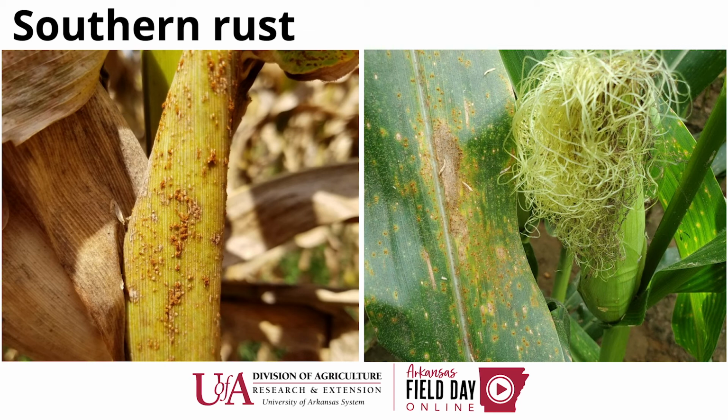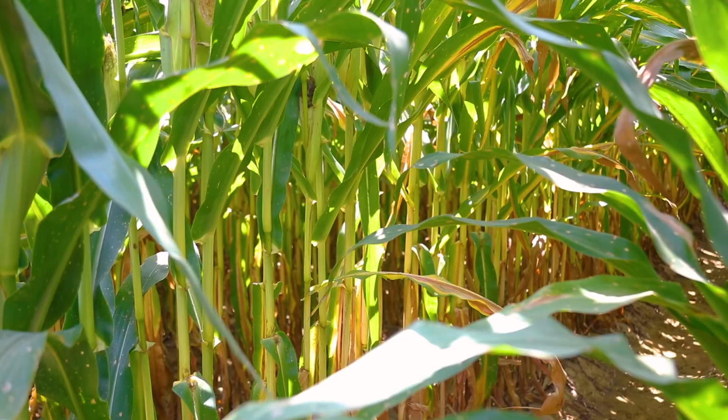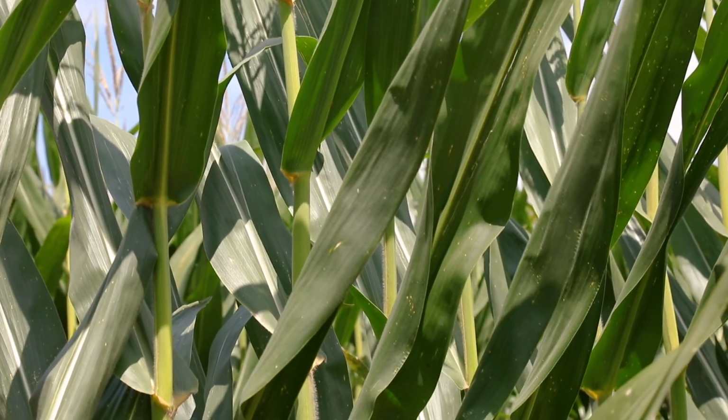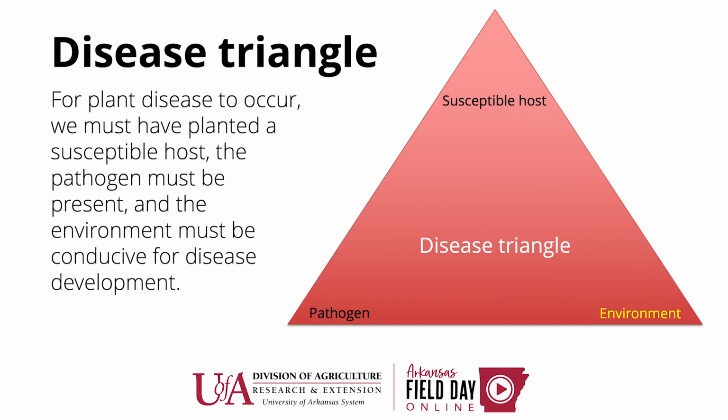Now that fungus is an obligate parasite, and so when we say obligate parasite, what we mean is it must exist on living plant tissue. And it doesn't overwinter here in the state of Arkansas, so it has to be blown in. And so there are some management considerations with respect to this particular disease. Also, the last and most important aspect of disease management is the environment. And the environment has to be conducive for disease development. This is the completed disease triangle.